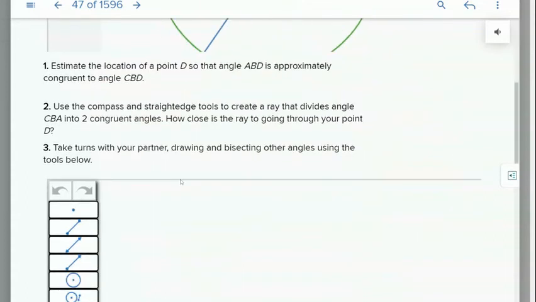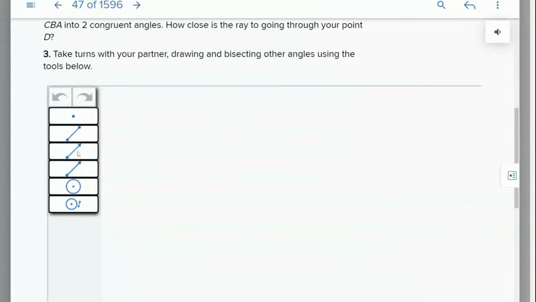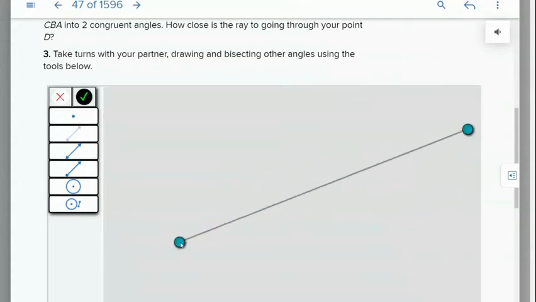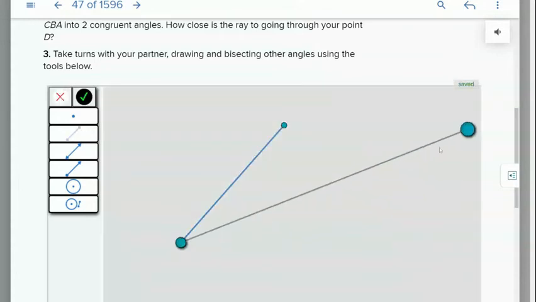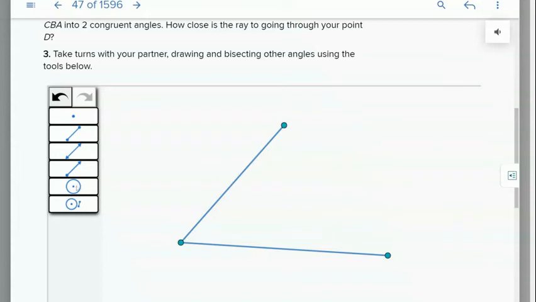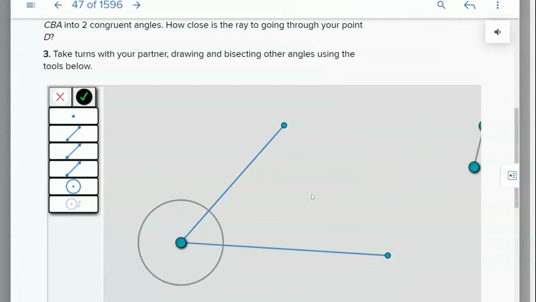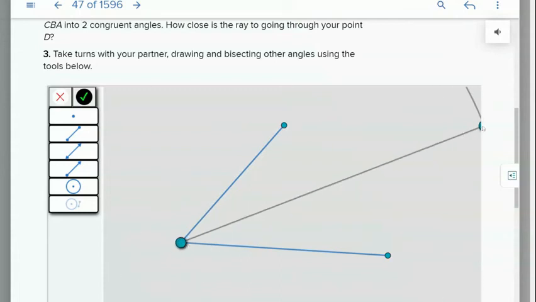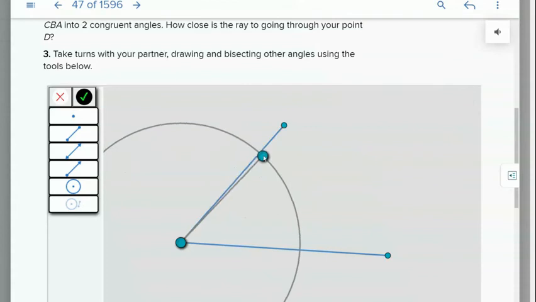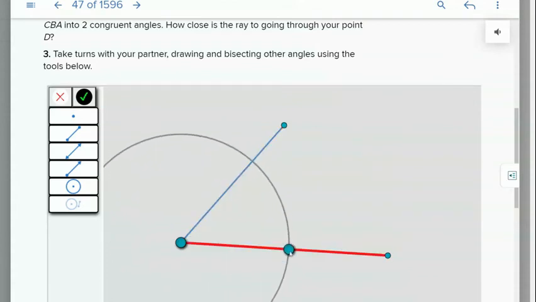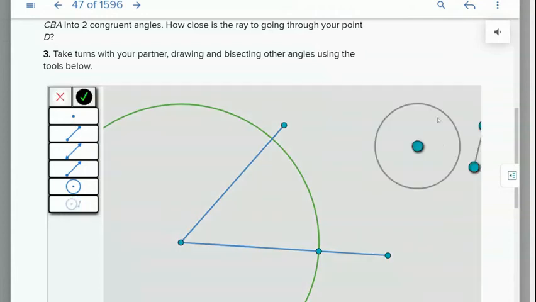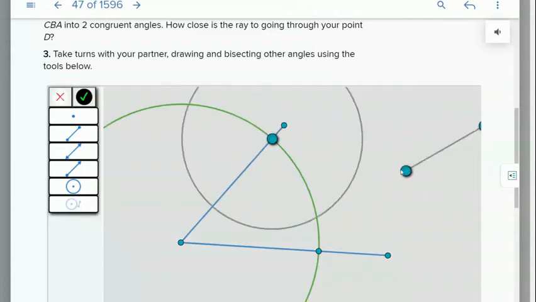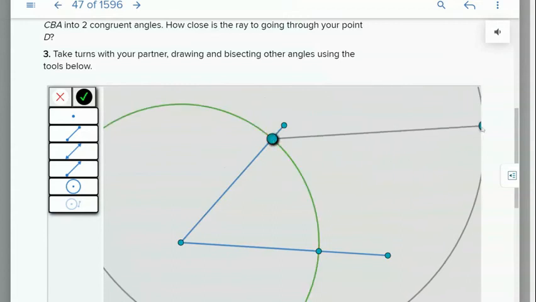Take turns with the partner. So go ahead and practice this. Create your own angle, which you can totally do on GeoGebra. Create a random angle, and then try to recreate the steps. So first step, create a circle. You can pick any length along any line you want. For example, I'll just pick that one right there. And then I'm going to create a second circle with the compass tool.